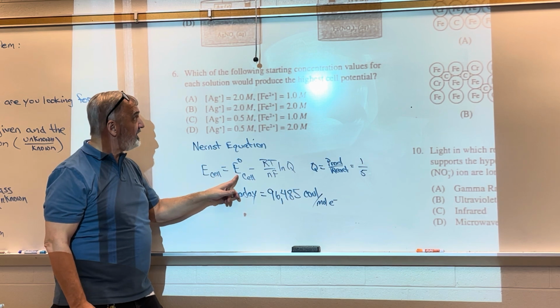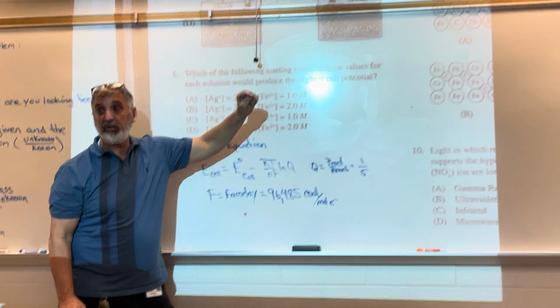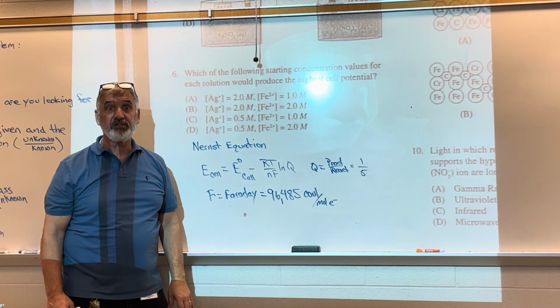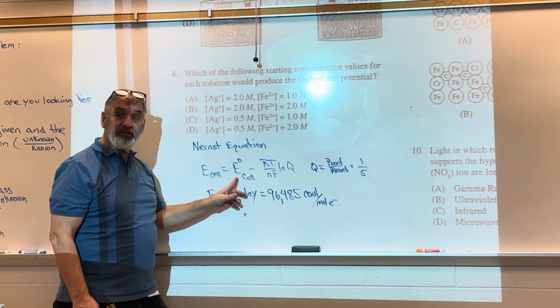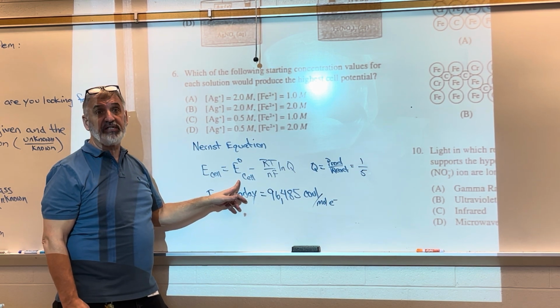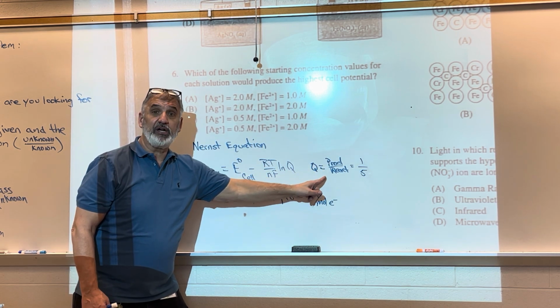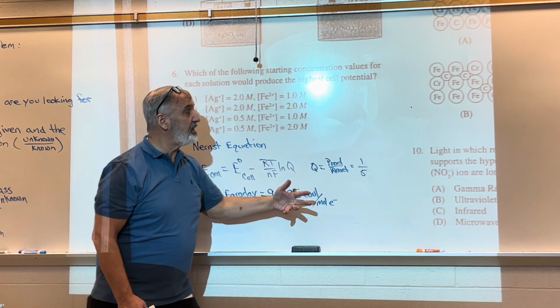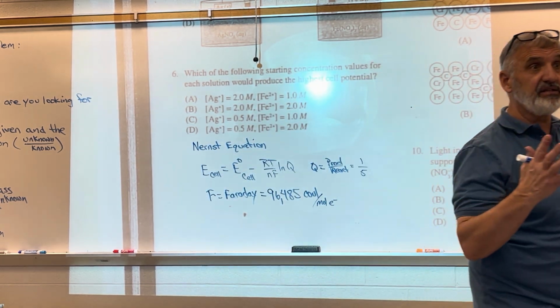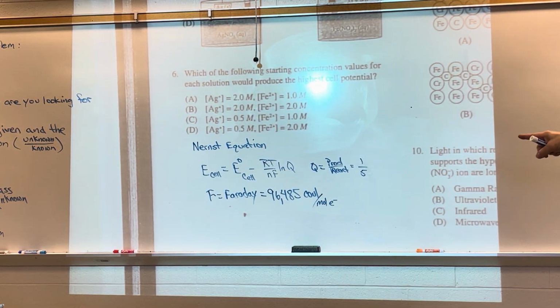This E cell right here is when you have 1 molar and 1 molar, standard conditions. If you're at something other than standard conditions, usually it's changing the concentration. Then you just look at, do I have more products or more reactants? This equation is in your equation sheet, so you'll always have it. It's called the Nernst equation.